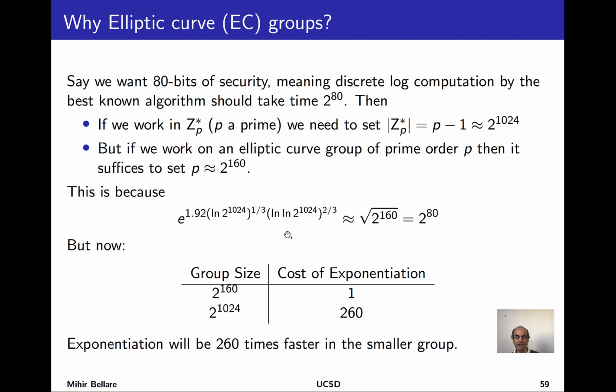How does that play out? Well, the difference in group sizes shows up in the cost of modular exponentiation, because remember that was cubic in the representation size of a group element. So if you look at the ratio of costs, it's the ratio of these exponents raised to the third power. And so, in fact, an exponentiation costs 260 times more in this group. And so you have a simple reason why people prefer elliptic curve groups.